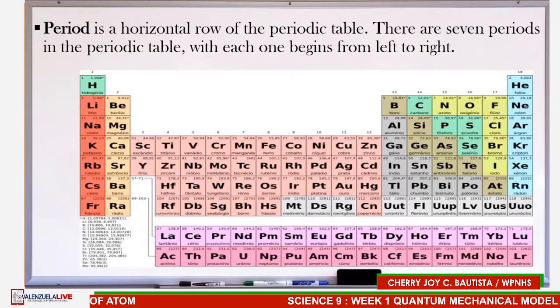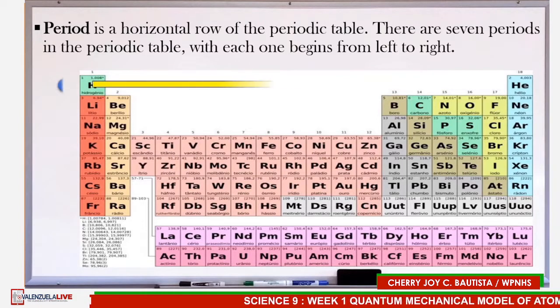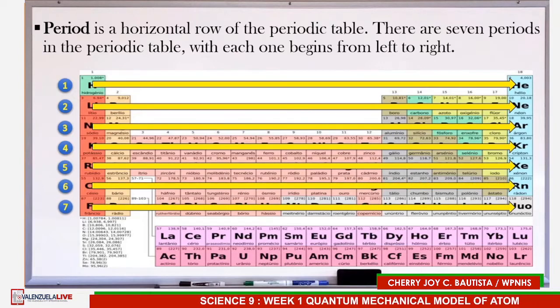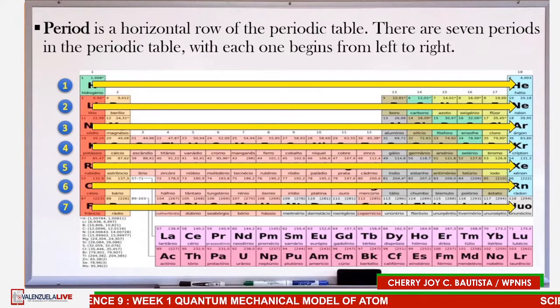Period is a horizontal row of the periodic table. There are 7 periods in the periodic table, with each one beginning from left to right. To find the period number, you have to write the electron configuration and get the maximum value of N, or the highest energy level.